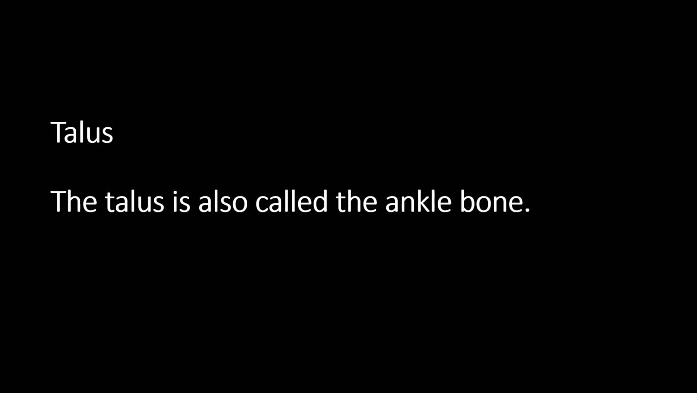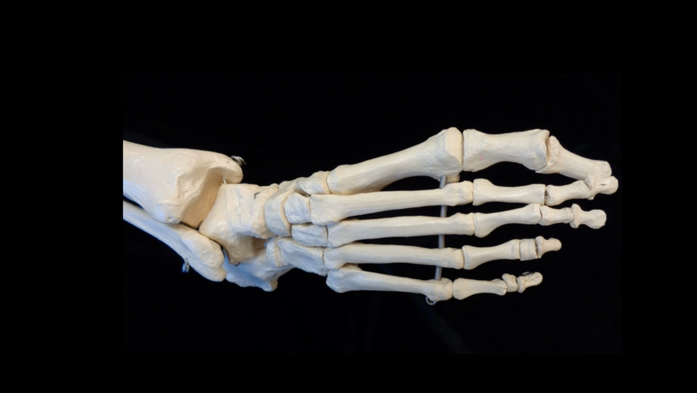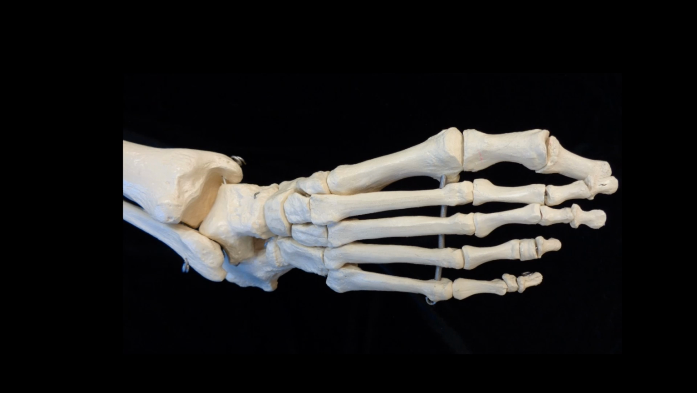Talus. The talus is also called the ankle bone. Name this anatomical area. Medial cuneiform. The medial cuneiform is the largest of the cuneiforms and is located on the medial side of the foot. Name this anatomical area.